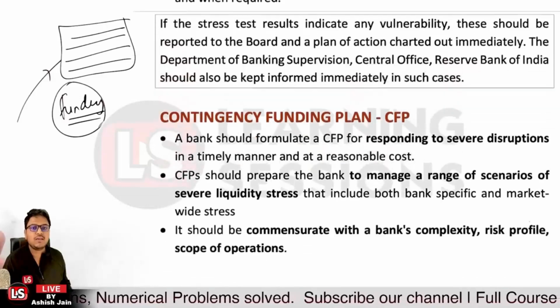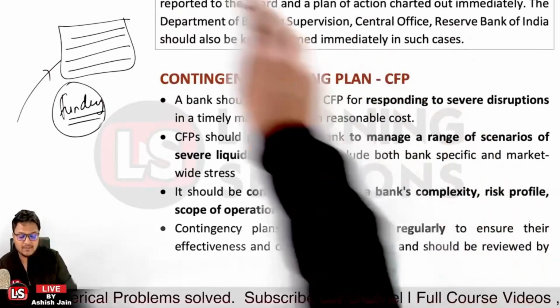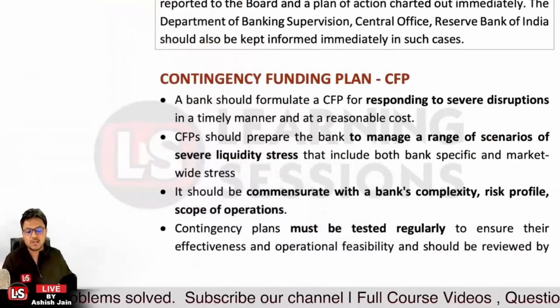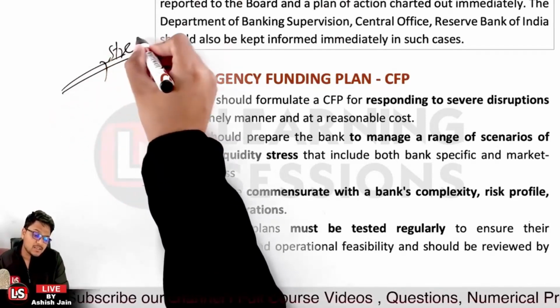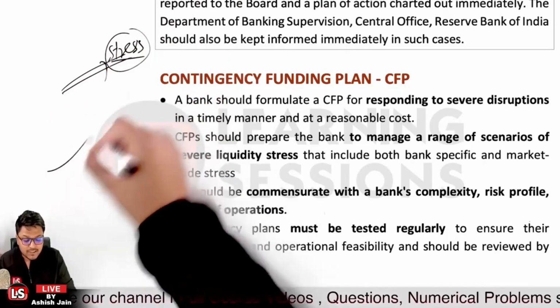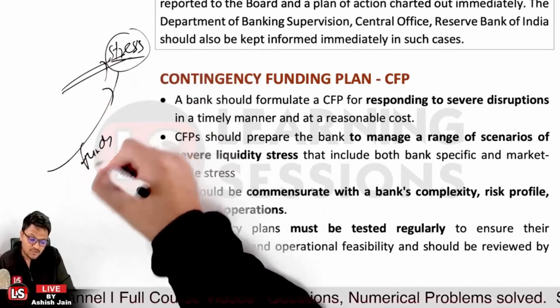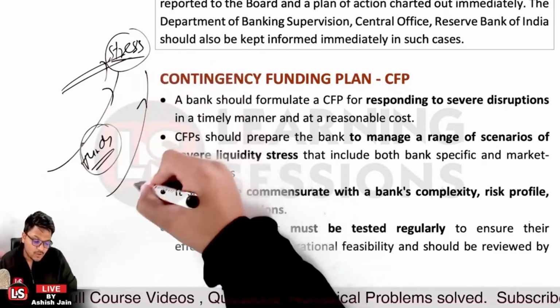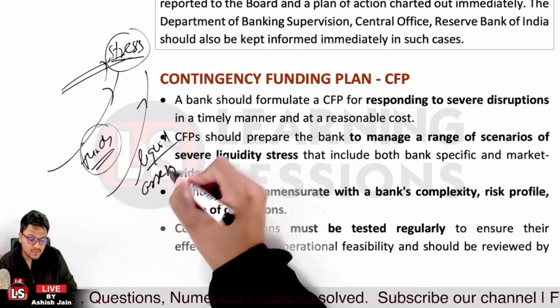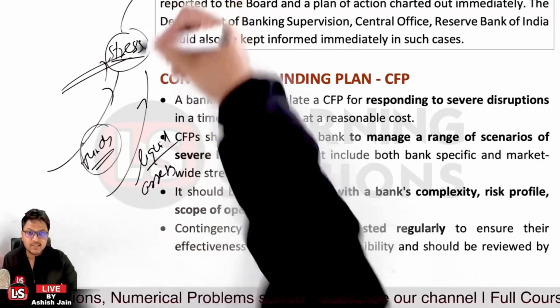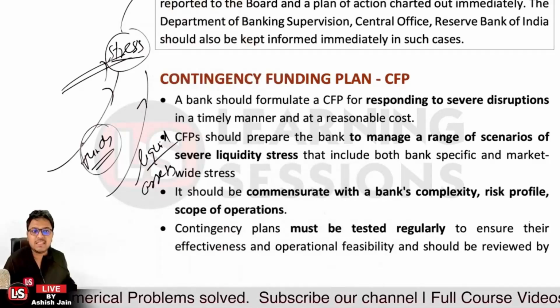Then further it's related to the CFP, that is the contingency funding plan. Contingency funding plan means what? It's particularly related to a contingency, a stress situation, and what is our plan, from where the funds will come, and what is the position of our liquid assets. Take the case that we have liquid assets, and we must be in a position that we can convert those liquid assets into liquidity. So that's actually the CFP.